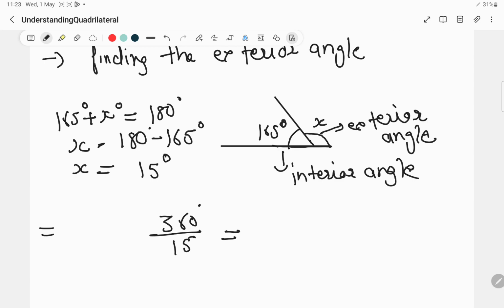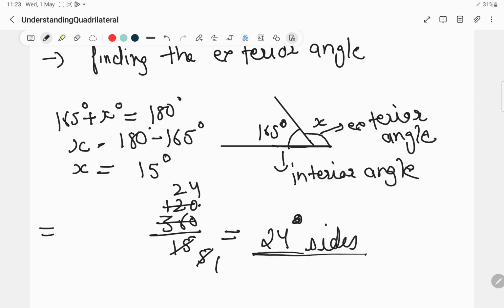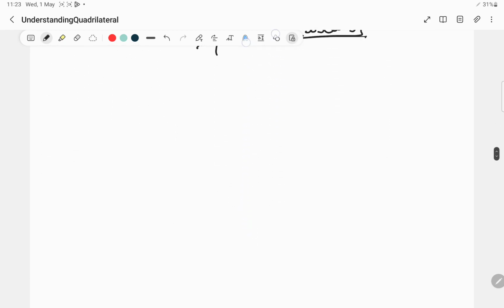Answer will be, just calculate it. It will be equal to 5 into 15. 3 1 is 3. Now 5 2 is 10. 11, 12. 5 4 is 20. So answer will be 24. Not degrees, it is the sides. We have the polygon which has interior angle 165 degrees, exterior angle we have calculated, that is 15 degrees. So it will have 24 sides. So this is the solution of question number 4.